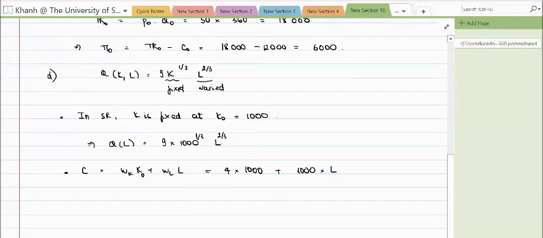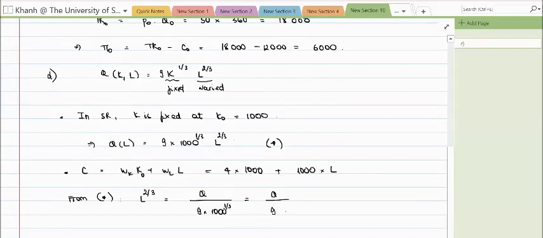So if we express L as a function of quantity and substitute back into the cost function, then we should be able to find the cost function as a function of the total output. From the start over here, I would have L to the power 2 on 3 equal to Q divided by 9 times 1,000 to the power 1 on 3. And we know 1,000 to the power 1 on 3 is just 10. So that is just going to be Q divided by 9 times 10, which is 90.